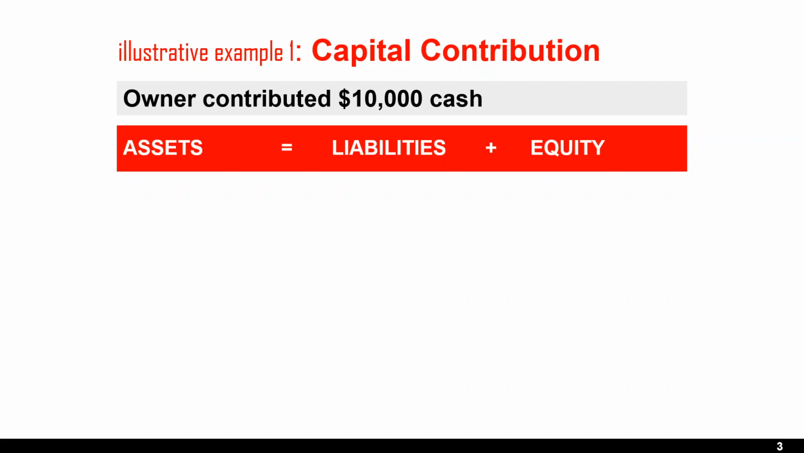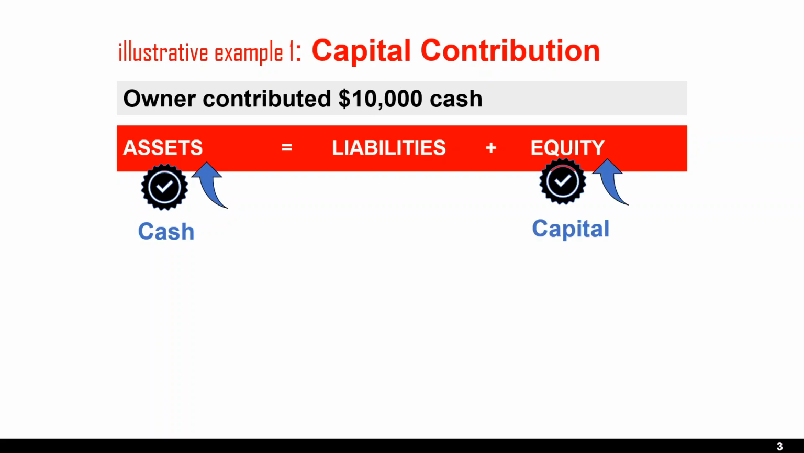The first illustrative example is capital contribution by the owner. Owner contributes 10,000 of his personal savings into the business bank account. So now business will have assets of 10,000 in cash, which also represent 10,000 owed to the owner. That means equities are the internal claims on the entity's assets.